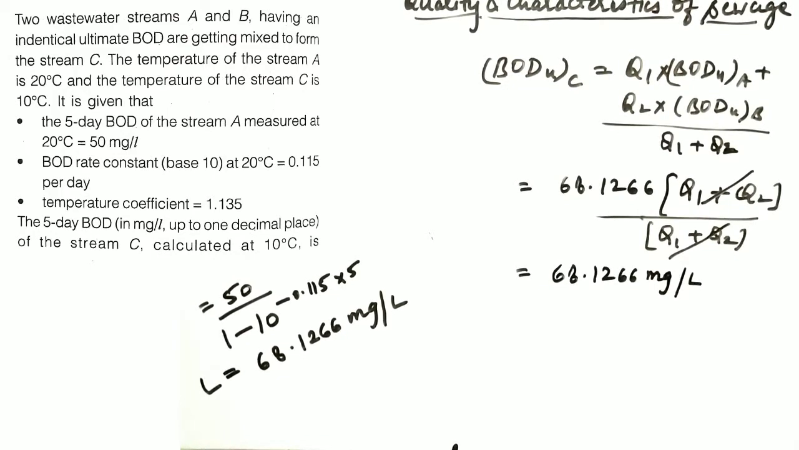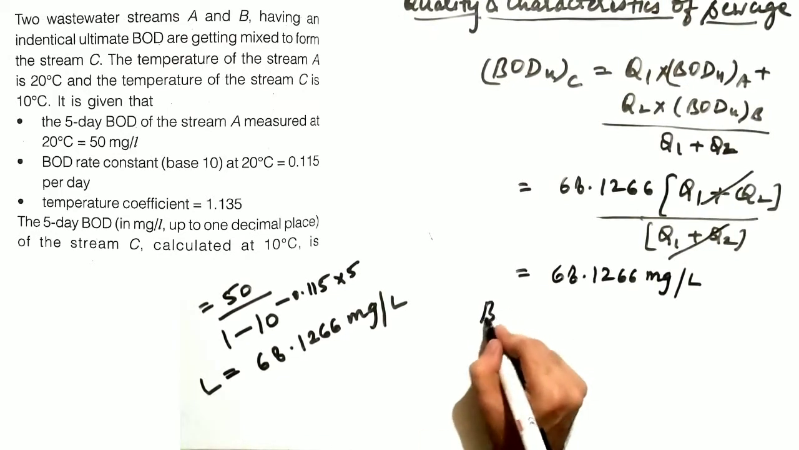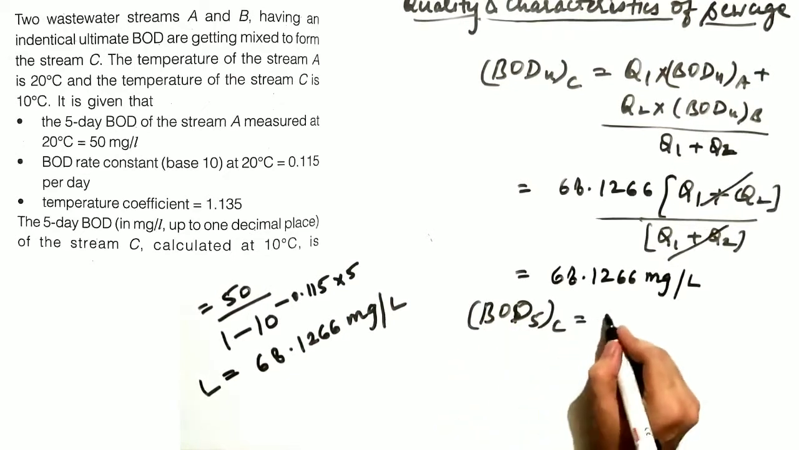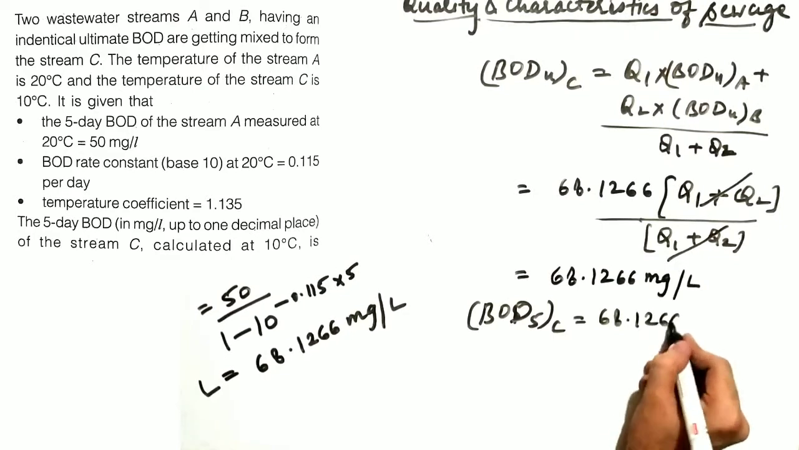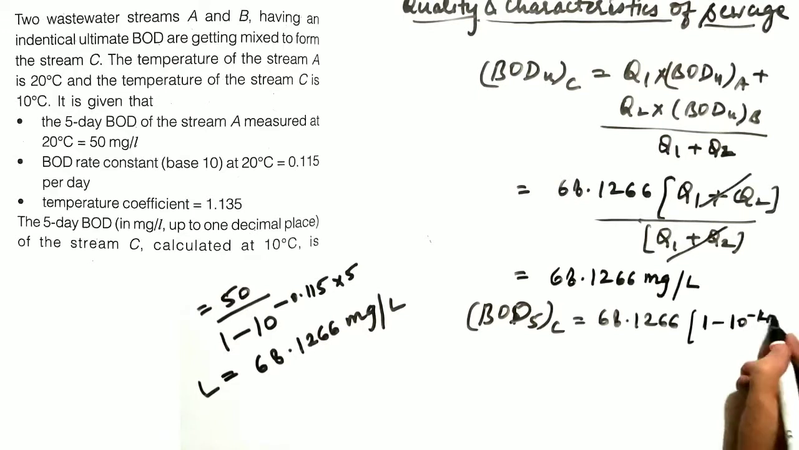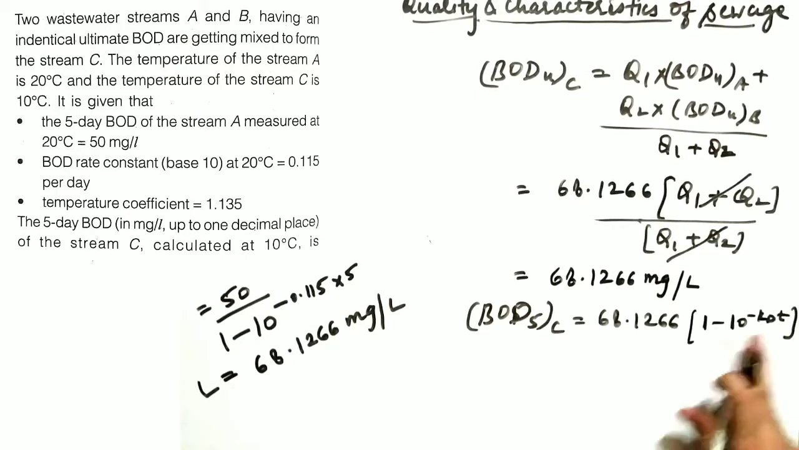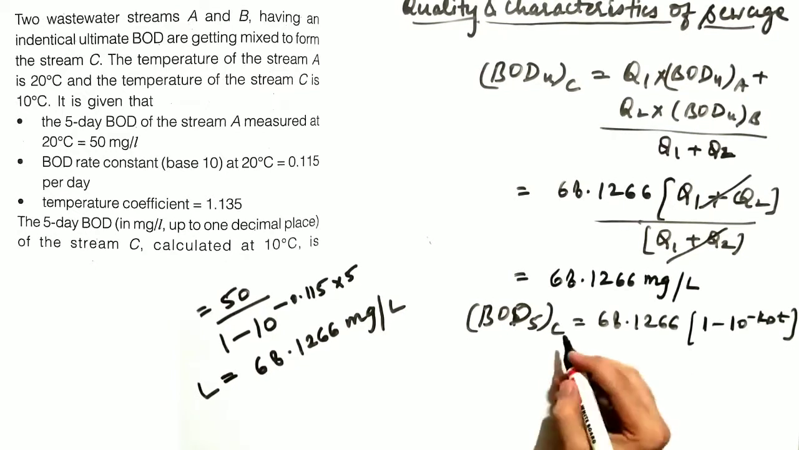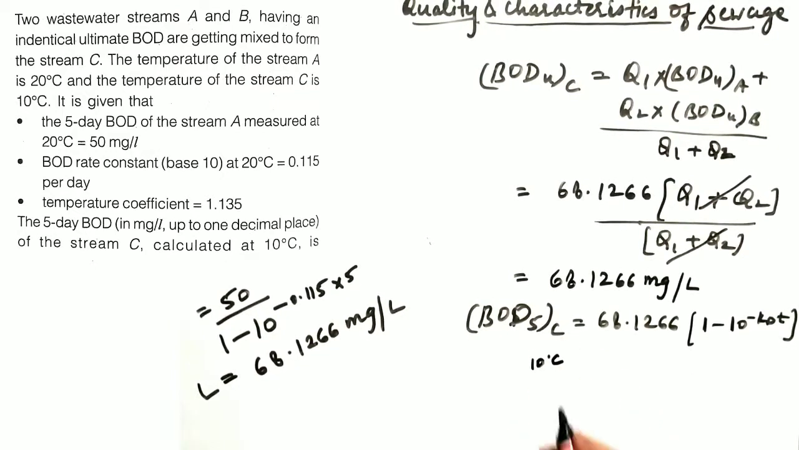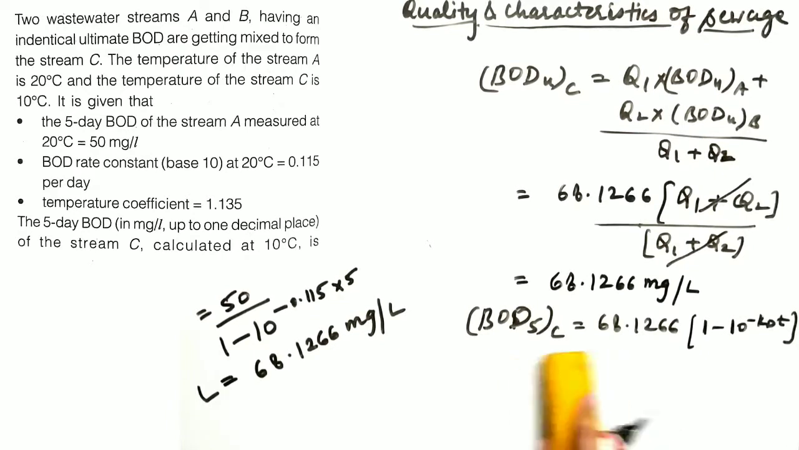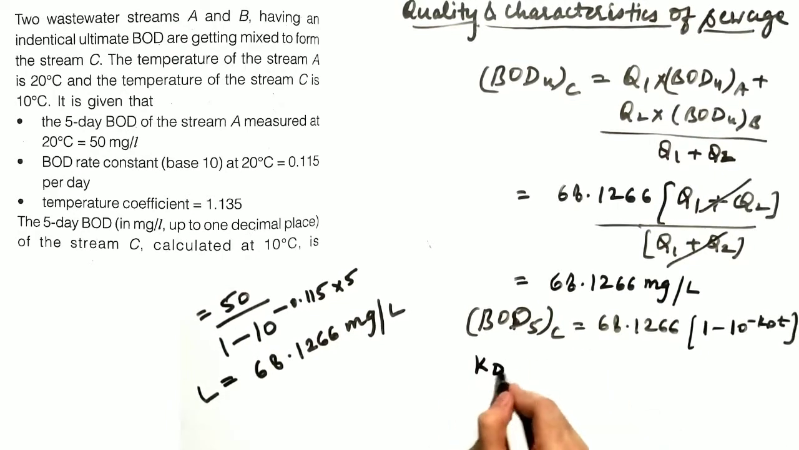Now you have to calculate the value of BOD 5 of C. How can you calculate the value of BOD 5 of C? Simple. By multiplying this with 1 minus 10 to the power minus KDT. T is 5, but KD, you have to calculate the new KD since the stream C is at 10 degrees Celsius, not at 20 degrees Celsius. The value of KD given in the question is corresponding to 20 degrees Celsius. So you have to calculate the new value of KD at 10 degrees Celsius.